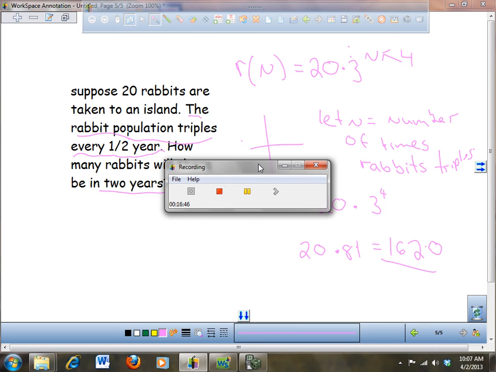All right, and then I kind of showed you how to graph. Let's just do one graph, okay? And then we'll be done. So graph.